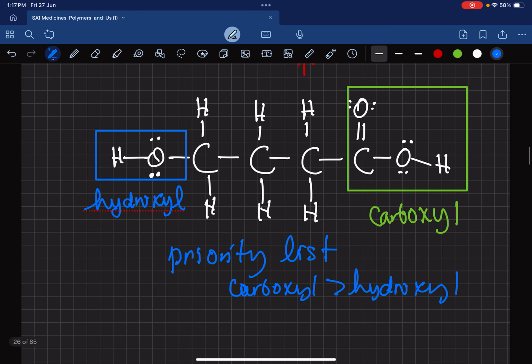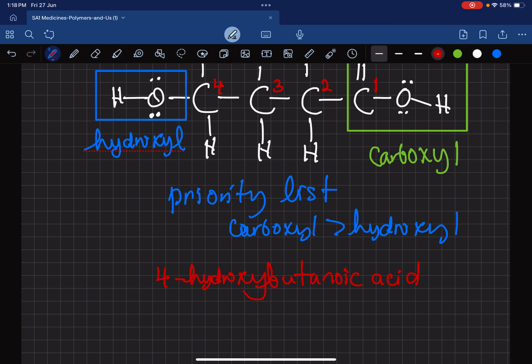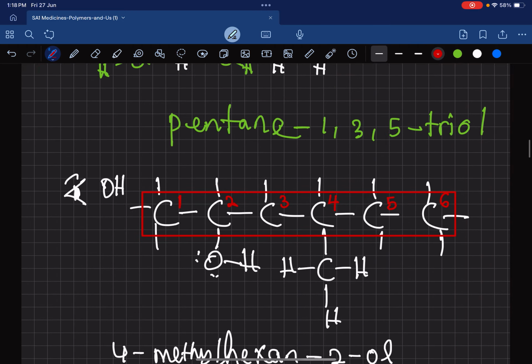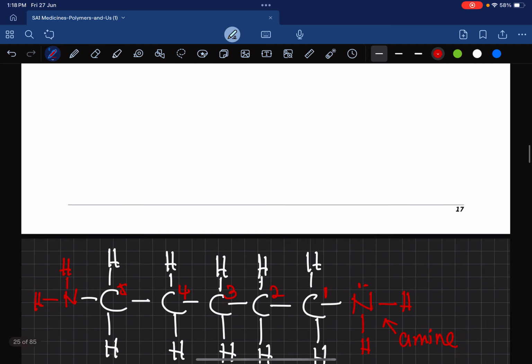So in this molecule's case, the name for this molecule, numbering starts from here, 1, 2, 3, 4. So this molecule is actually butanoic acid. That's what it is. And then because we have another functional group there, this is called 4-hydroxybutanoic acid. So the OH, instead of being an ol group, now becomes a hydroxy. So this is what it means earlier when we read here. It says if the suffix is an ol, that means it is your family name, but if it's a prefix, then it's hydroxy. Okay, hydroxy. So this is the example of it.